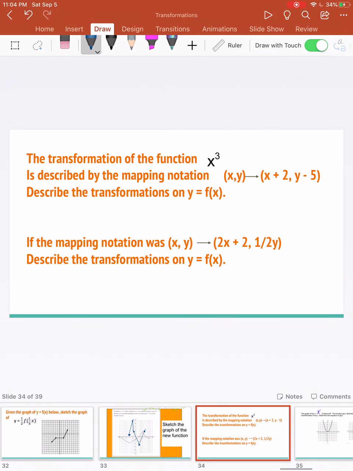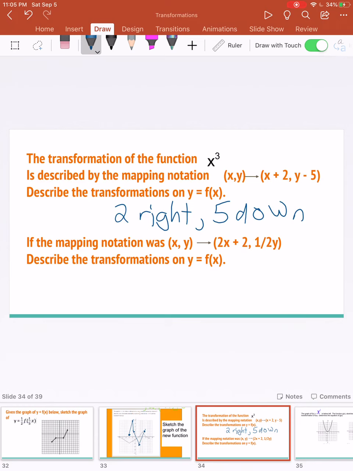Okay, so it says the transformation of the equation x cubed is described by the function notation, by the mapping coordinate. Describe the transformation. So if these are my mapping coordinates, it just means my graph's going to go 2 right and 5 down. Because remember, it's always as is, from your mapping coordinates as is. You don't flip signs, you don't take reciprocals.